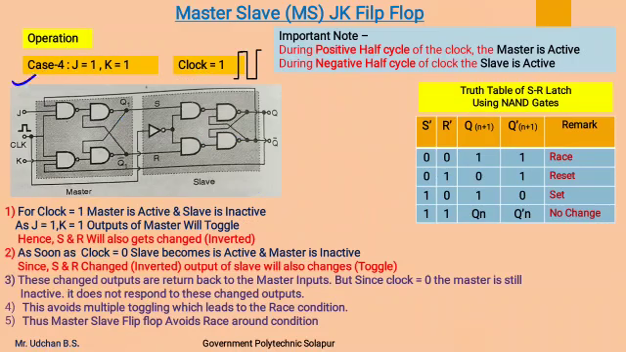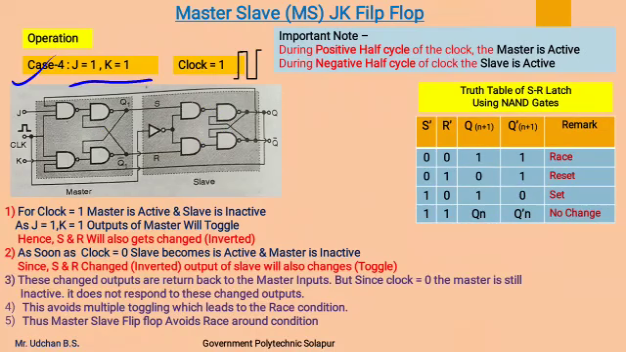Now we will see the last case, which is important, by which we can overcome the race around condition. In this, J and K are both 1 and the clock is 1. Now for clock 1, the master is active and the slave is inactive.